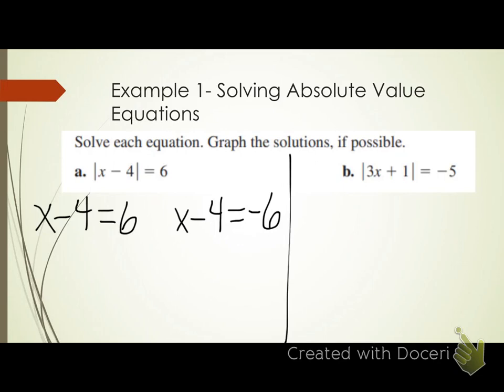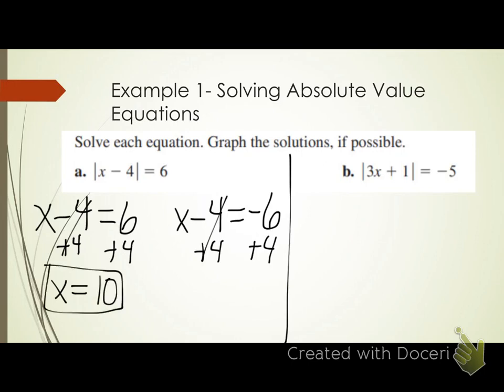So on both of these, what's my one step to get x by itself? Add 4 to both sides. Everyone okay with that? So first equation, 6 plus 4 gives me 10. There's one of my solutions. Second one, negative 6 plus 4 gives me negative 2. I've just found my two solutions for my absolute value equation. Any questions on how we got that? Can I erase my work to go ahead and check my solution?